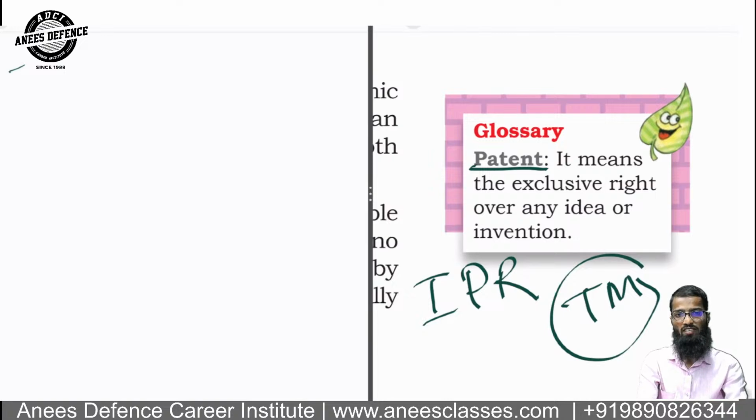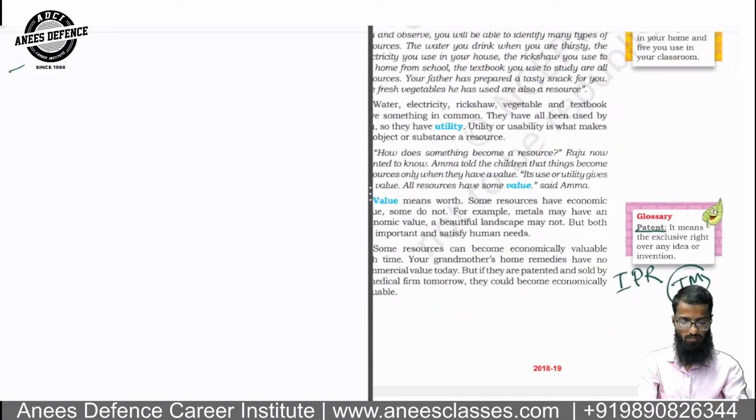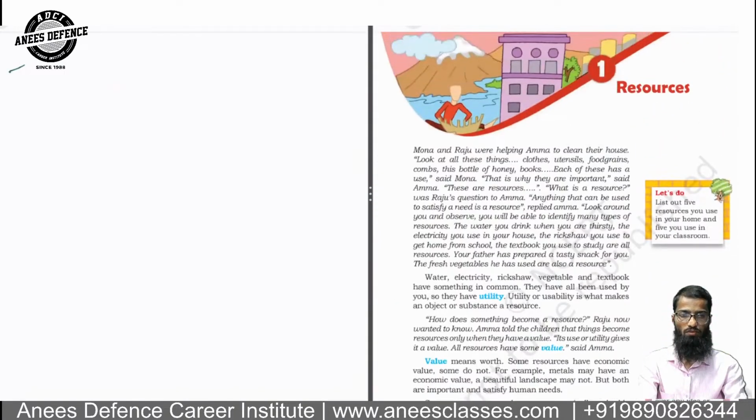So patent actually means the exclusive right over the idea. For example, in Corona, you have developed one vaccine called Covaxin or Covishield. So the particular company which has developed that vaccine will own the exclusive right. Okay, no other company can make that vaccine by that particular process. That's the reason patents are important. When you make your own product through some process, you have the exclusive right over that idea or the invention. Okay, so that was the important term in chapter 1, on page number 1.